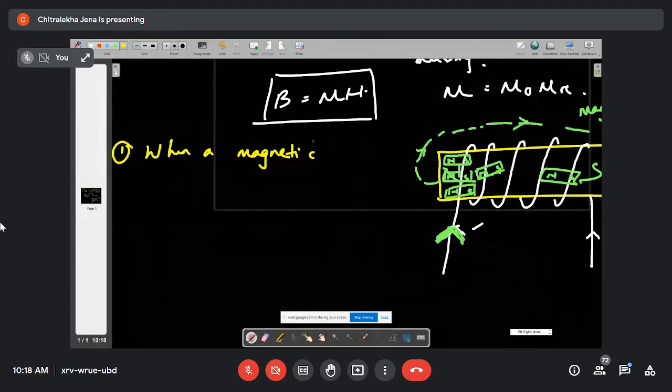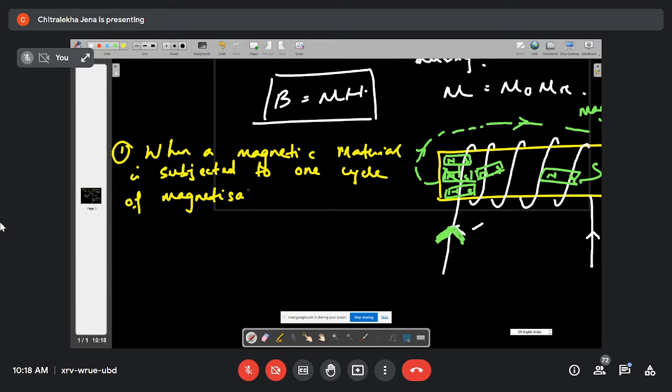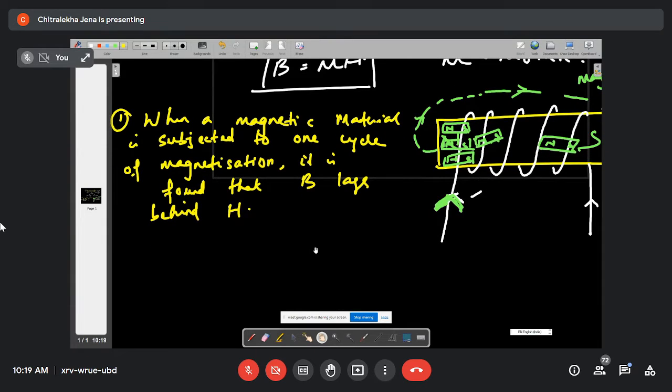when a magnetic material is subjected to one cycle of magnetization, it is found that B lags behind H.